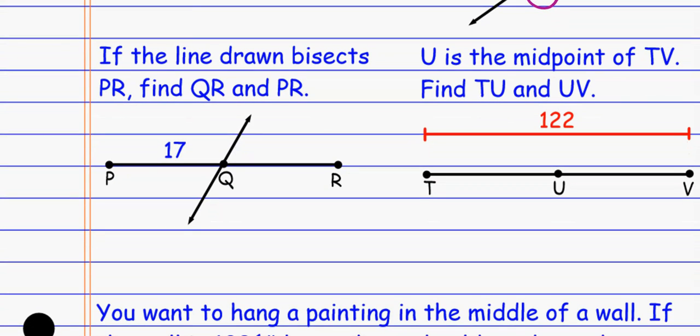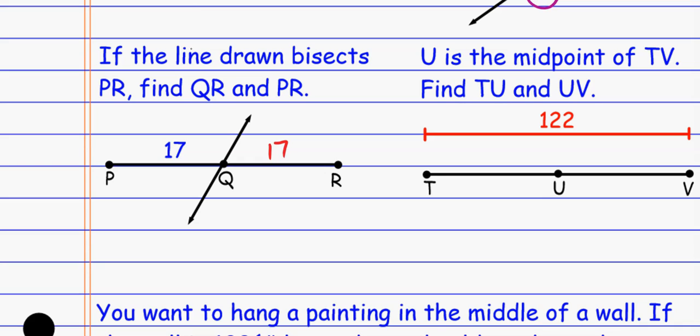For example, if the line drawn bisects PR, I want to find QR and PR, okay? So in other words, it's saying right here that this line bisects PR. It bisects that line down there. And so if it bisects that thing, if it means it cuts it in half, it means that I have two congruent pieces. So here Q is the midpoint. So QR over here would have to be the same as PQ, all right? They have to be the same because this thing's being cut in half, all right?